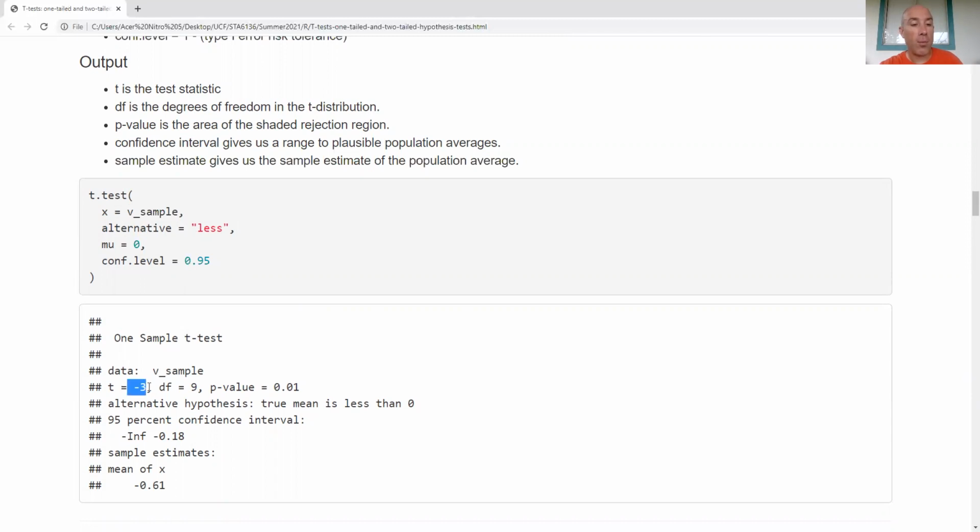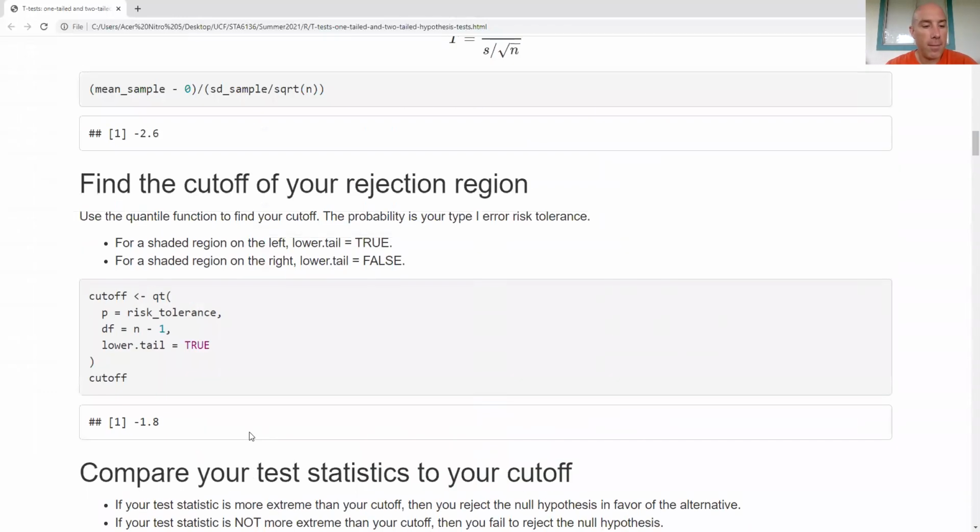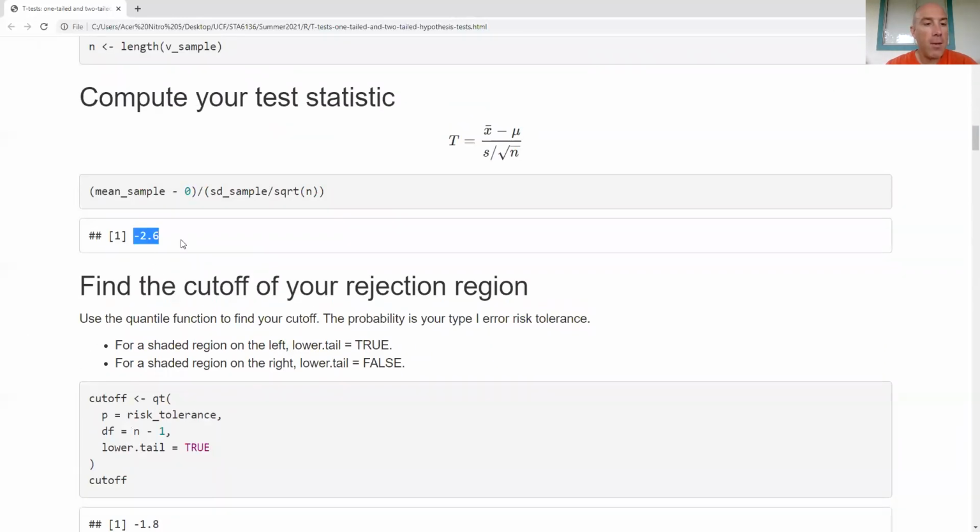So now we have -3 and 9. So -3 is my test statistic. My degrees of freedom is 9. My p-value is 0.01. It's pretty small. And we get a 95% confidence interval. Here, it's a one-sided test, so it only cuts off the real line on one side. And here's my mean of x. Now, something about this, if I go back up, I have -2.6 here.